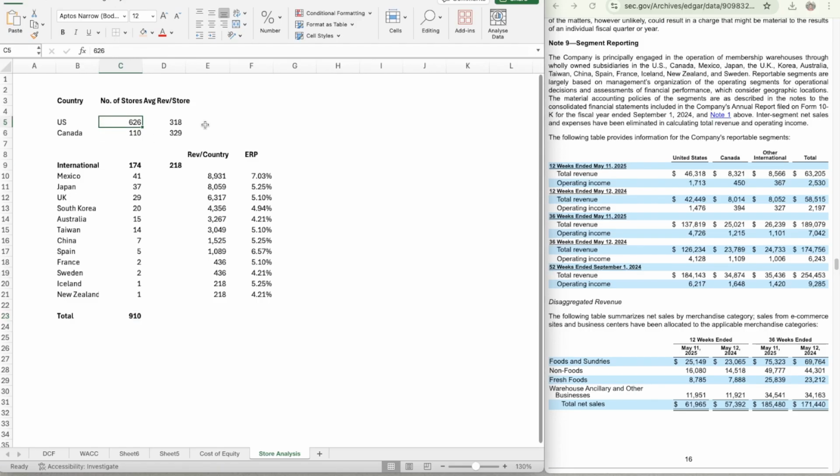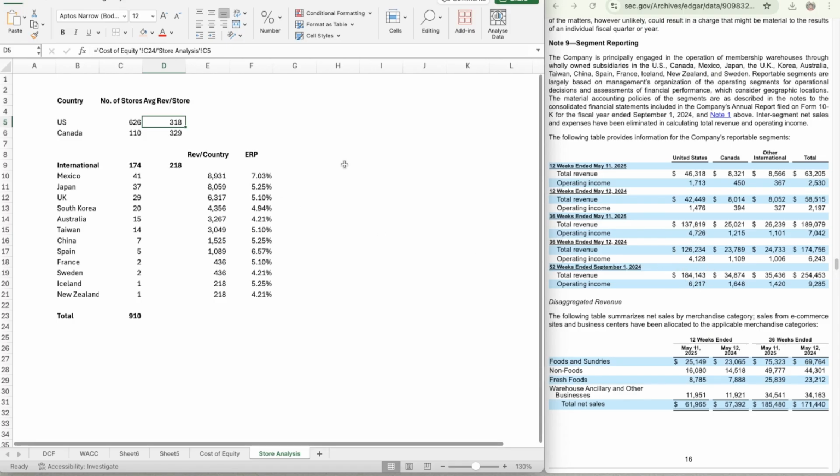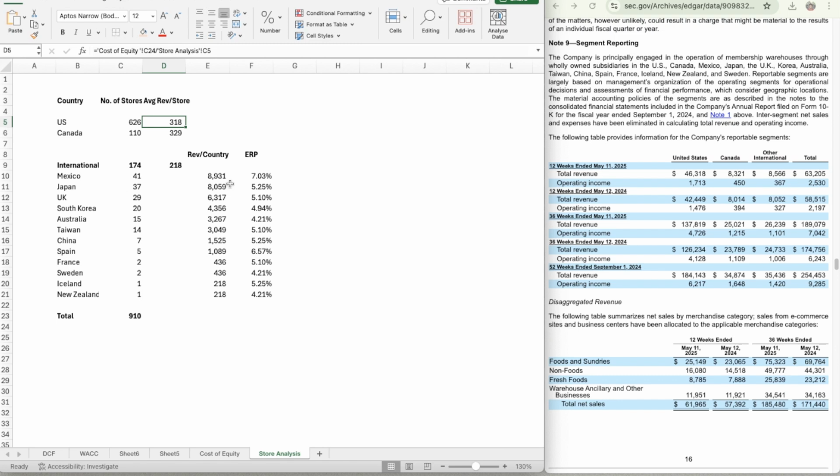So we break that down. In the US, they have more than 600. In Canada, they have 110. And then we work out the average revenue by store. So we take this figure and divide it by the number of stores for each region. Then we take an average for all the internationals, and multiply it by the number of stores, and that gives us the revenue per country, and then we can work out the equity risk premium there.